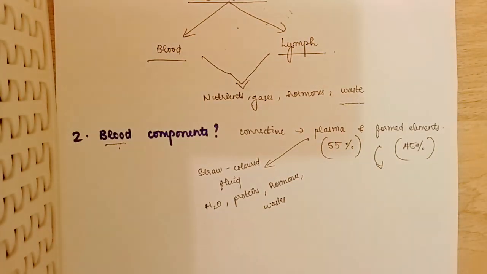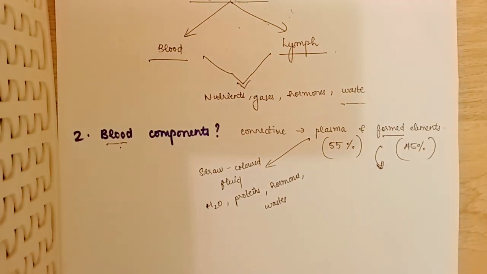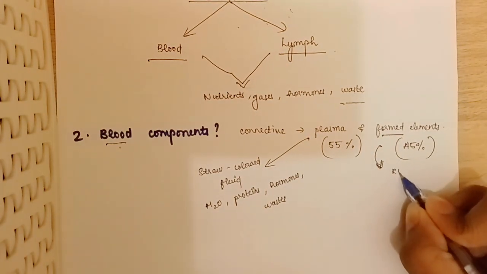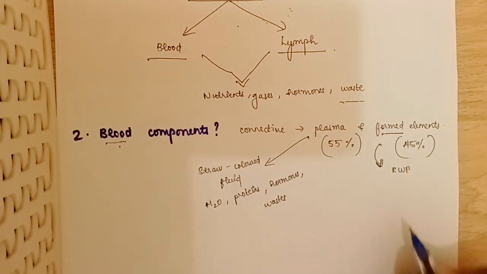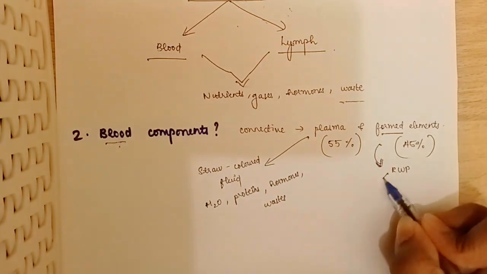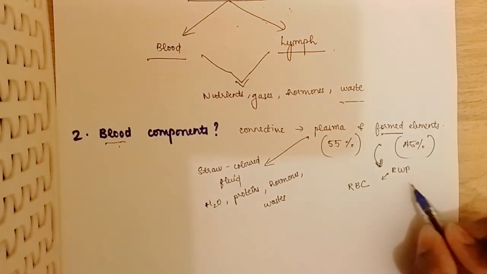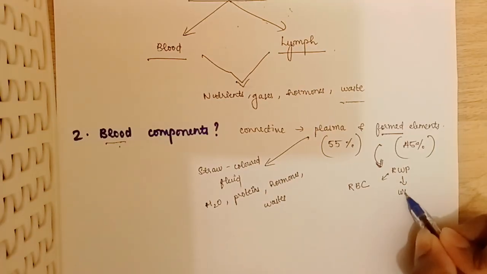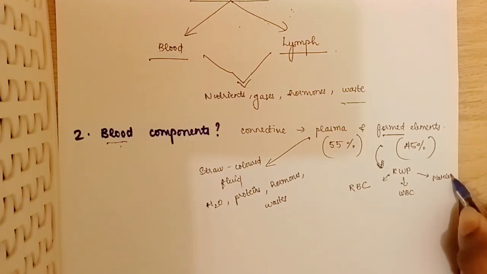Now, what are formed elements? As the name suggests, they are formed and they are elements. So what are the formed elements? The formed elements are of three types. And for memory, you can remember the code RWP. So what do you mean by RWP? R stands for red blood cells. W stands for white blood cells and P stands for platelets.